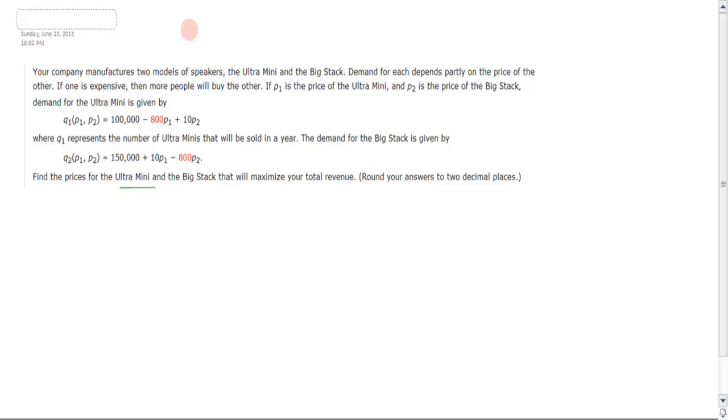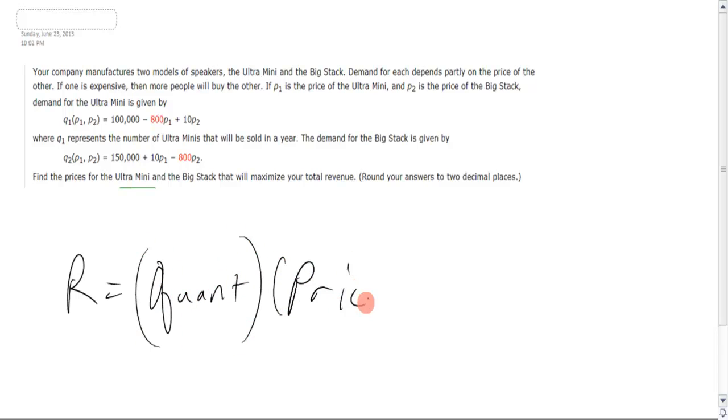Okay, so our goal here is to maximize revenue. So we need a revenue equation. We need a revenue equation. So how is revenue calculated? Well, revenue is just how much money is generated. So revenue is the number of things that you sell, or quantity, times the price that you sell them for.